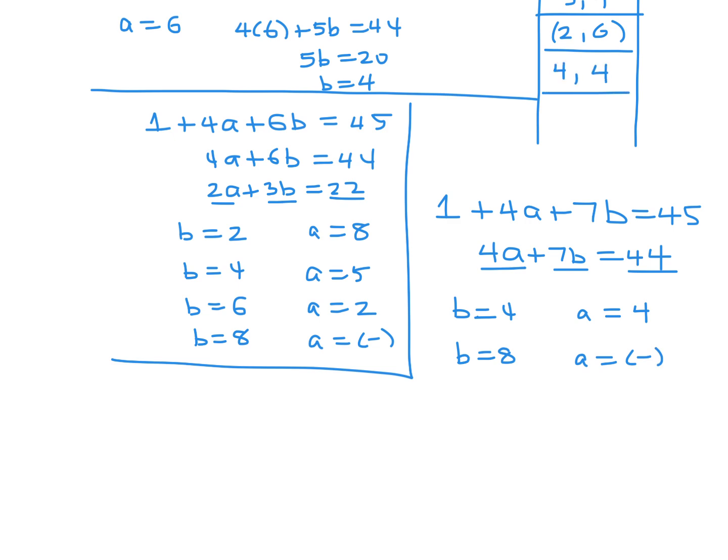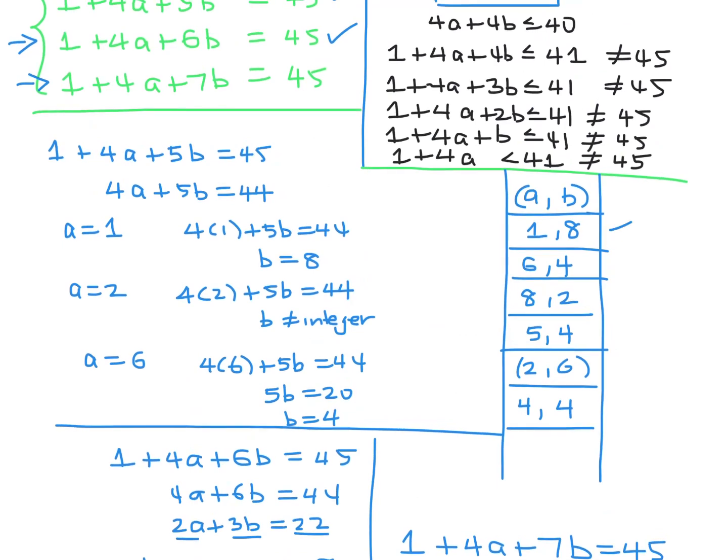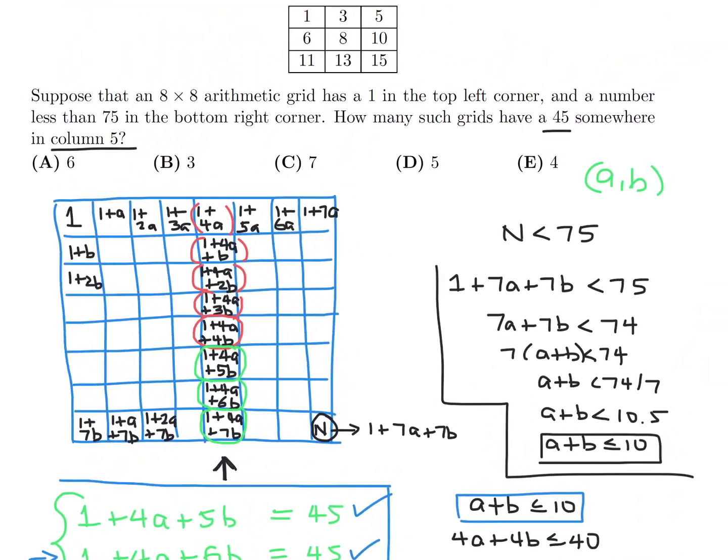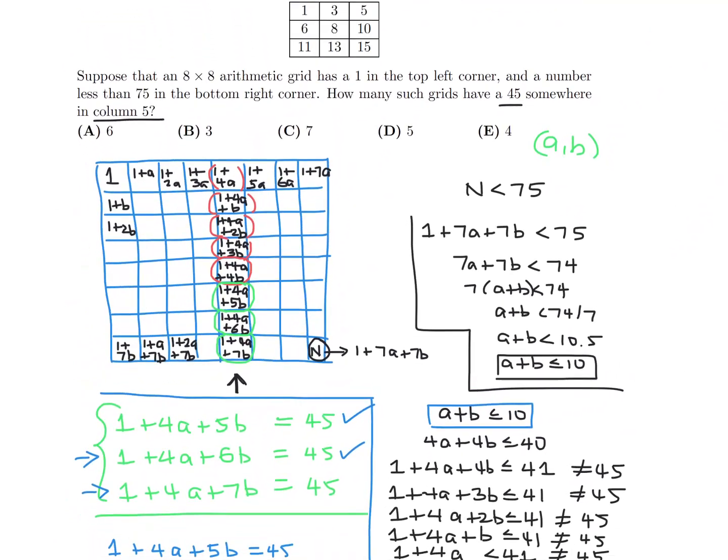And there we go. We got all the solutions. We have 1, 2, 3, 4, 5, 6. 6 solutions. And therefore 6 such grids can be made. And therefore the answer is A.